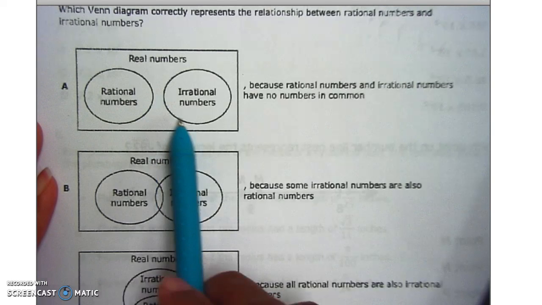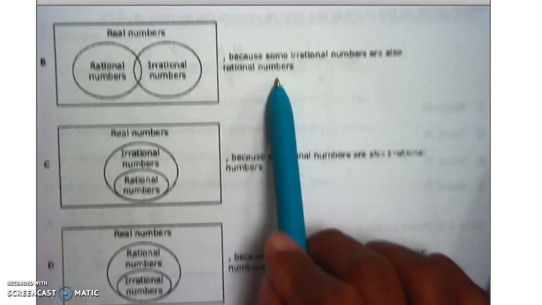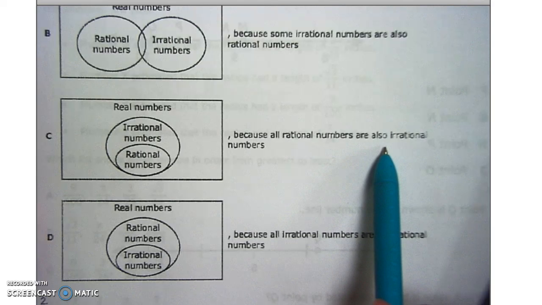So number one, which Venn diagram correctly represents the relationship between rational numbers and irrational numbers? We have A, where rational and irrational are separated, because rational numbers and irrational numbers have no numbers in common. B, rational and irrational overlap, because some irrational numbers are also rational numbers. C, because all rational numbers are also irrational numbers. And D, because all irrational numbers are also rational numbers.